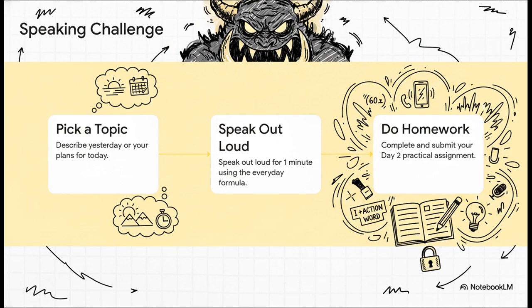Step 1. Decide right now if you're going to talk about yesterday or your plans for today. Step 2. Set a timer on your phone for exactly 60 seconds and speak out loud. No writing it down first, just speak. Use the I plus action word formula, use your transition words, and if you get stuck, use a filler like, Step 3. Complete your practical homework assignment to lock it all in. This 1 minute of out loud practice is where the real magic happens.